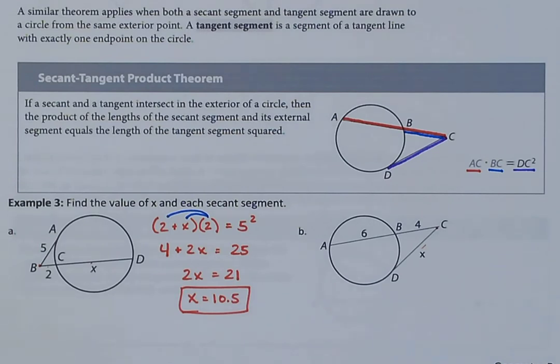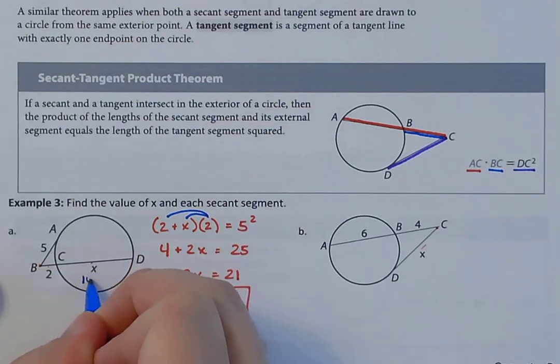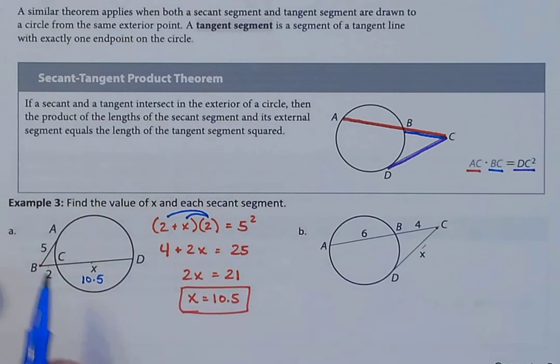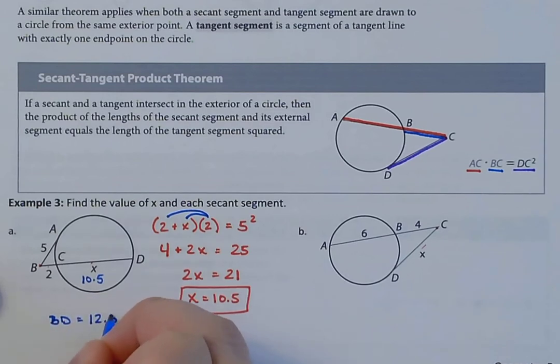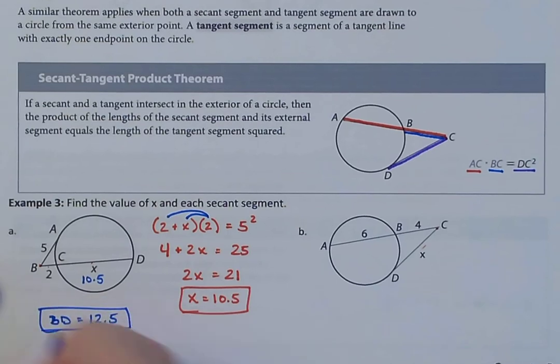When it talks about what is the secant segment, well, that's the whole thing of BD. I know that x is 10.5 now. So the whole thing is 2 plus 10.5. So that tells me that BD is 12.5. And that is our answer for part A.